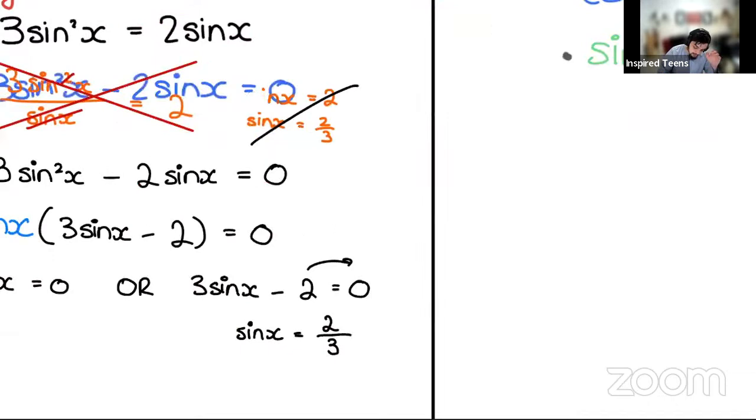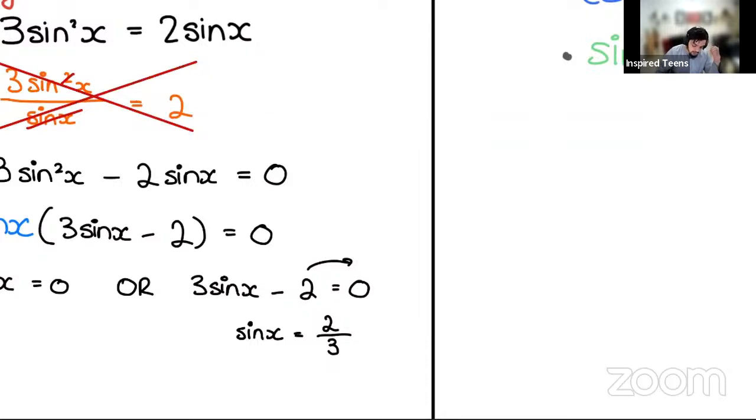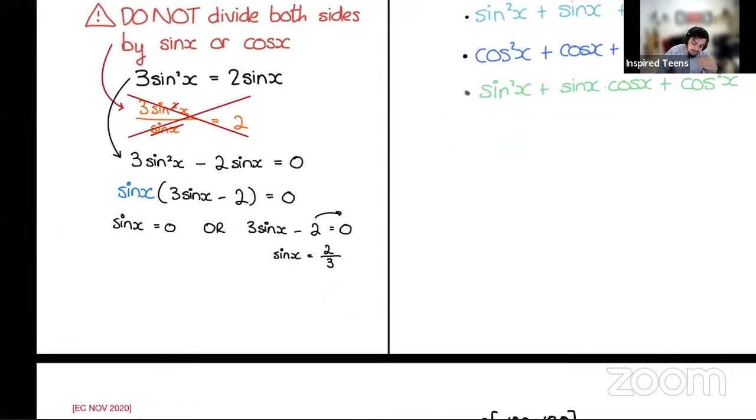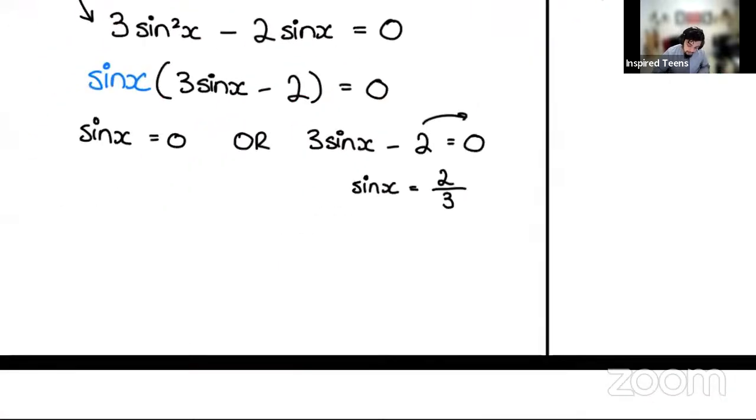Let's actually get rid of it entirely. Pretend like it didn't exist. But again, whenever you have the urge to cancel, just remember, do not cancel. Take out a common factor. Okay, so let's solve it now.